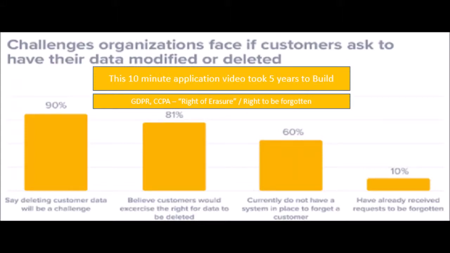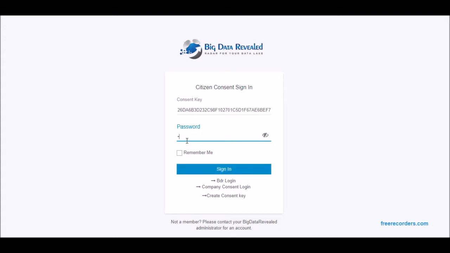What you are about to see in 10 minutes took BigDataRevealed over 5 years and will take you several years to duplicate its delivery for GDPR, the soon CCPA, Texas, New York, other countries, and by year-end, about 49 states, regulatory requirements. And we are only showing a portion of the application's capability.